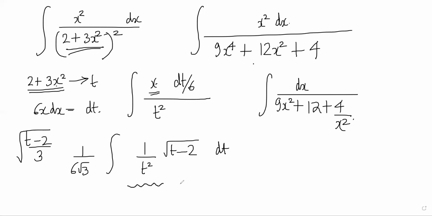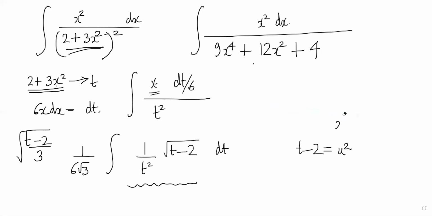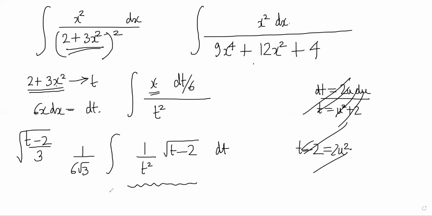This is again not very simple, but maybe we can try something. t minus 2 is u square, let's do, right? That will not help, I think, but I'm just trying. dt is becoming 2u du, and t is equal to u square plus 2. You'll get the same thing as before. Won't help.